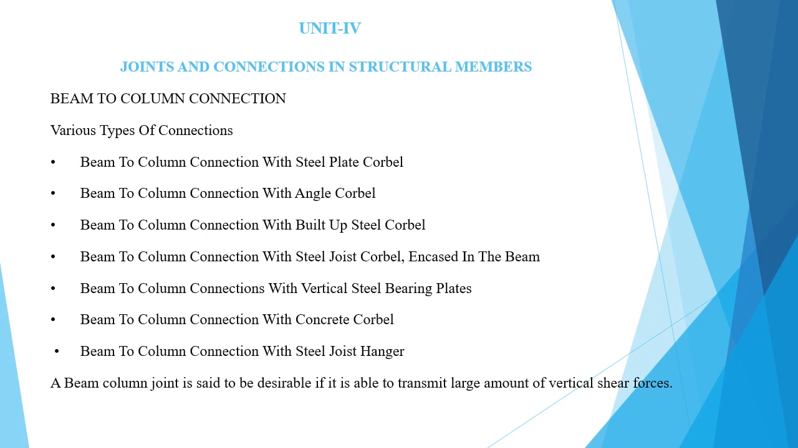Beam to column connection with a steel joist hanger. Beams are supported by means of a steel joist hanger on concrete corbels. This connection is suitable for limited construction depth. A hanger construction must be designed to transmit the total vertical shear forces.